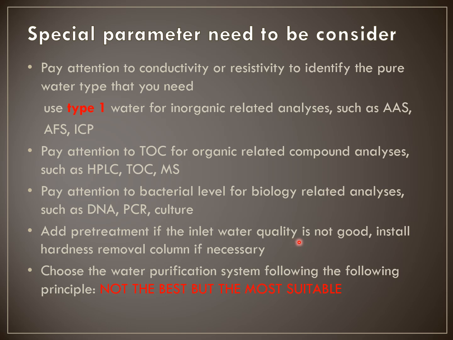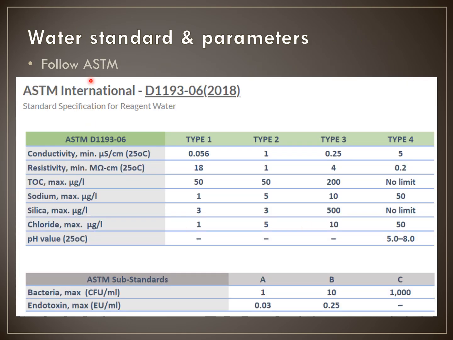in our piping water, like hardness, like TDS. We must be clear. If our water quality is low, we need to install extra pre-treatment to lengthen the life of the water purification system. Still, we follow the principle: the suitable, but not the best. There's a water standard table to guide us to choose which is fit for the type we require.